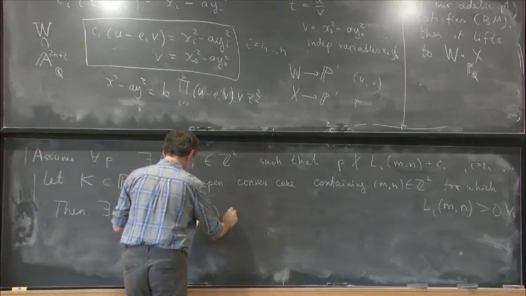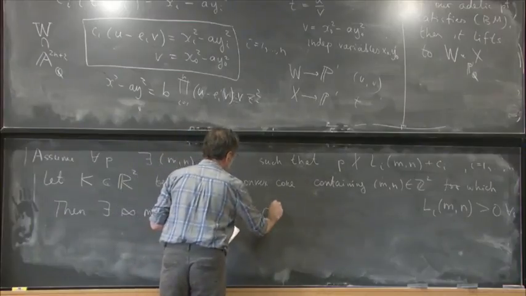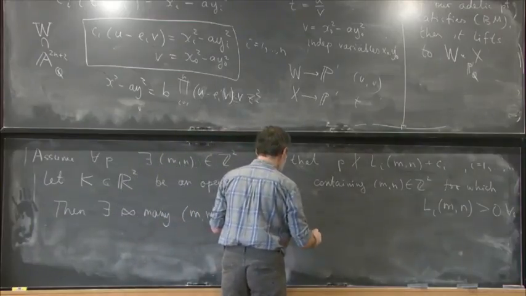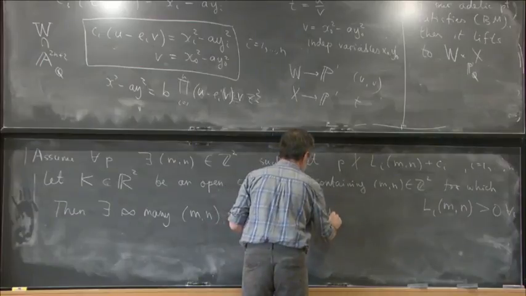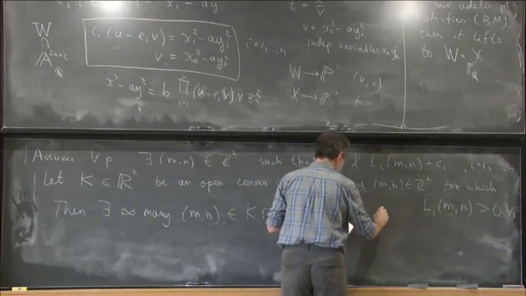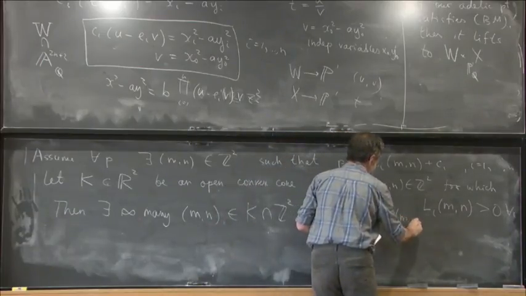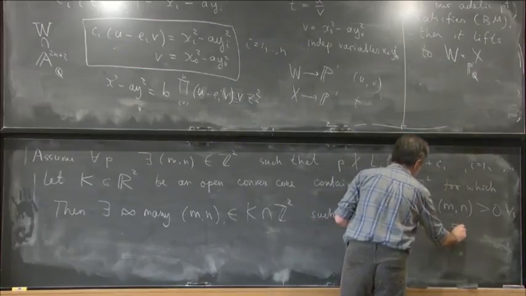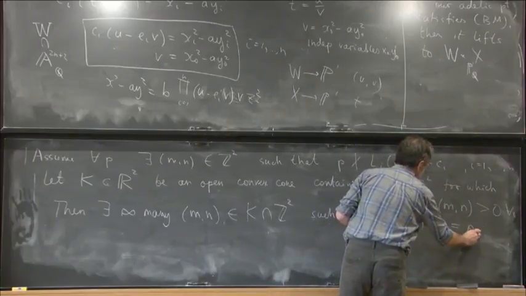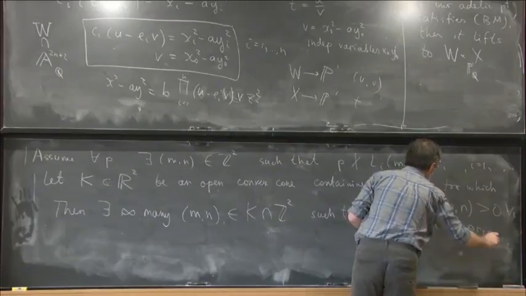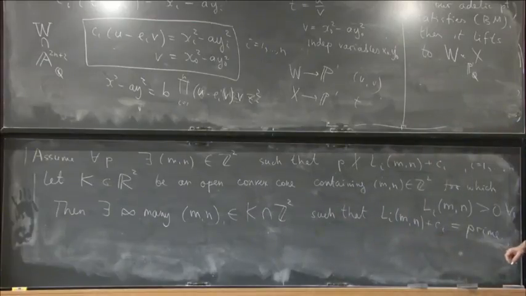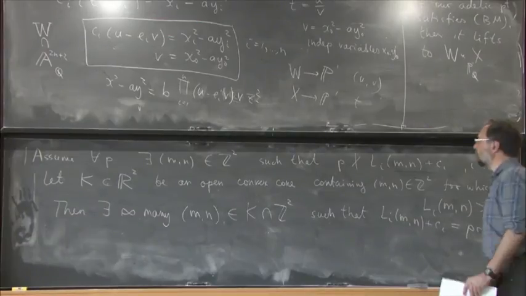pairs m, n in this cone such that all these values are prime. I think probably you don't need the density statement. They certainly prove it. They prove much more than that. There's some formula exactly. Do you need the density or just infinity? For this, we just need infinity.